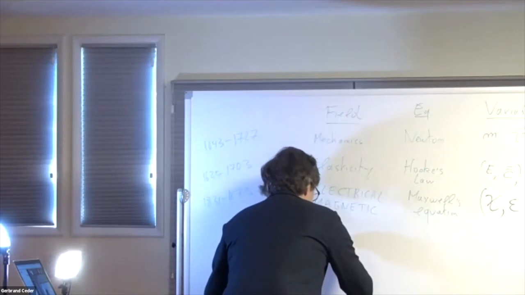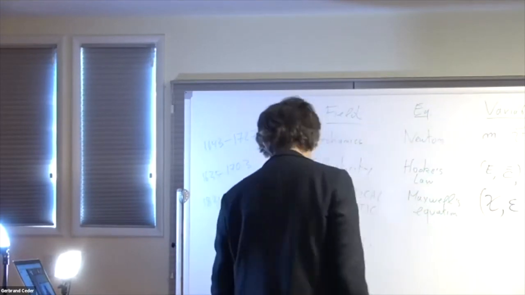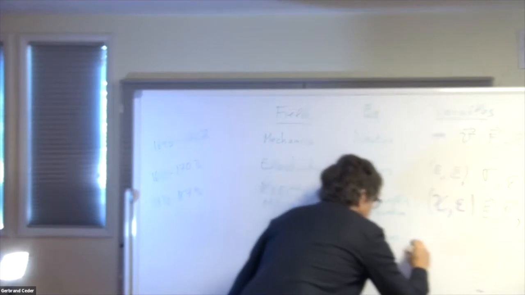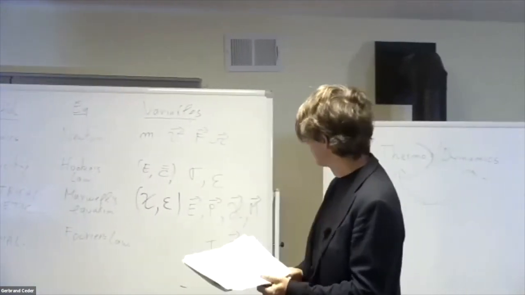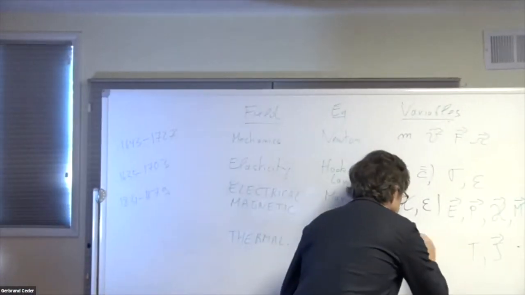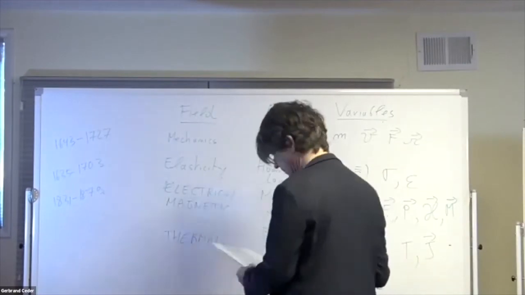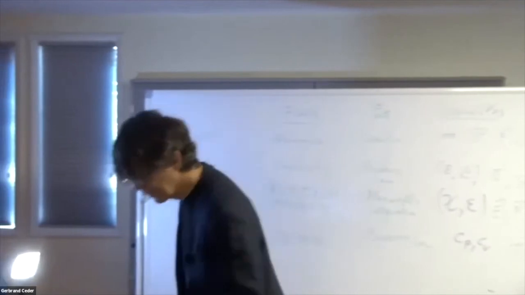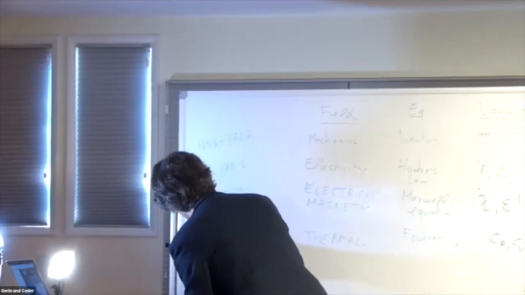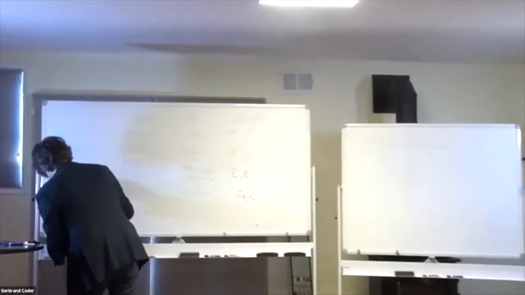And thermal sciences, this uses stuff like Fourier's law. And here important variables are things like temperature, heat flux. And important materials properties are things like heat capacity, right? Cp, Cv. And Fourier lived around the time of Maxwell, 1768 to 1830.